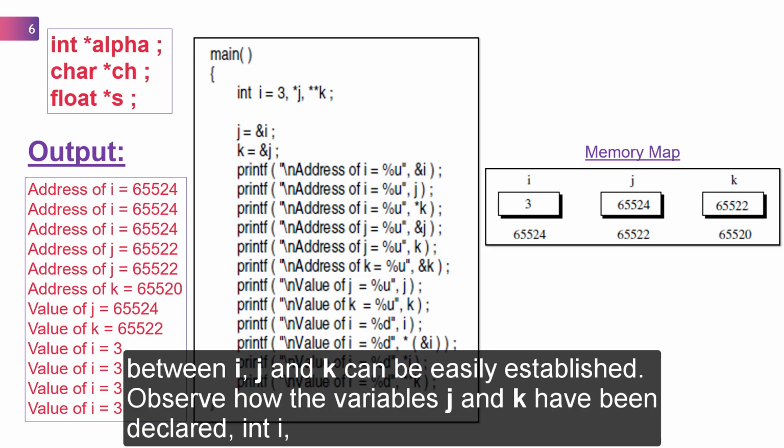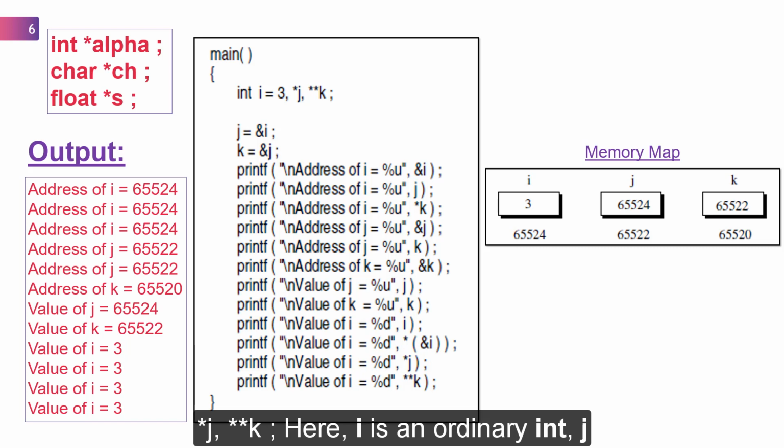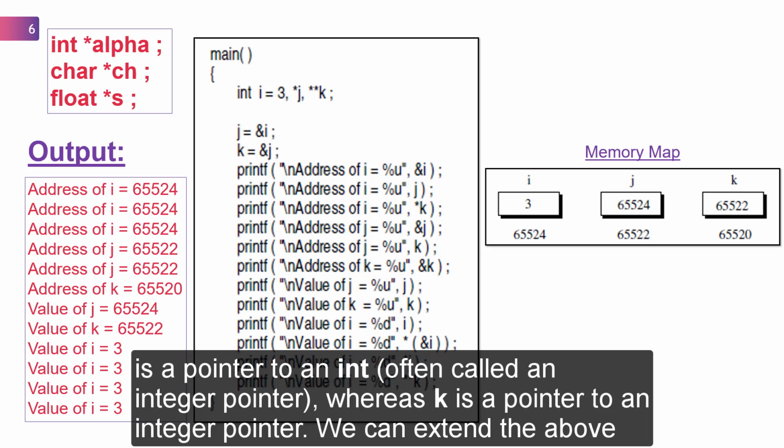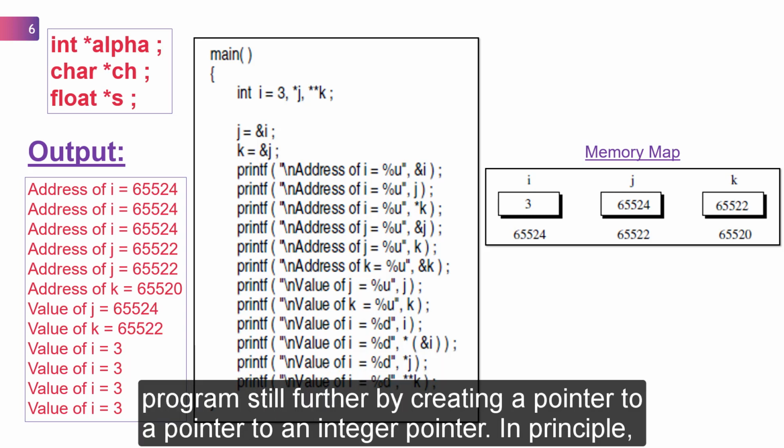Observe how the variables j and k have been declared: int i, *j, **k. Here, i is an ordinary integer. j is a pointer to an int, often called an integer pointer, whereas k is a pointer to the integer pointer. We can extend the above program still further by creating a pointer to an integer pointer.